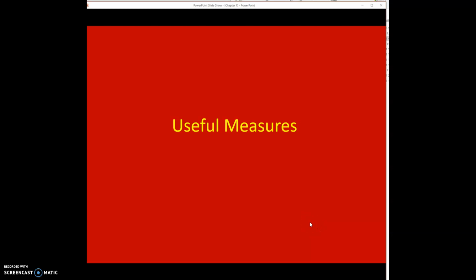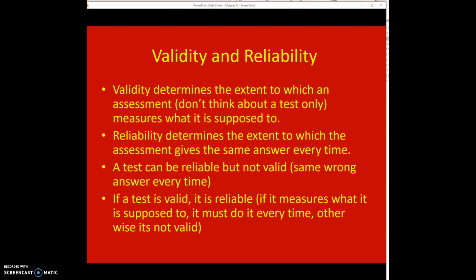Okay, I'm going to go through a few things about validity and assessment from Chapter 7 and why our measures may or may not be useful that we are using in education. So first of all, the two overarching concepts that are most important from this are validity and reliability.